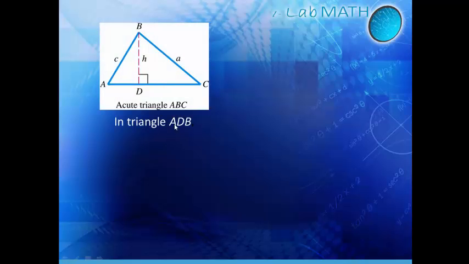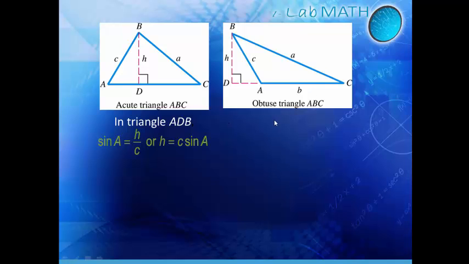So in triangle ADB, sine A is opposite over hypotenuse, so that is H over C. And looking for H, we have H is equal to C sine A. And the other triangle, in triangle BDC, sine C is H over A, or H is equal to A sine C. But we are talking about the same height, okay? So we can just equate H is equal to H.